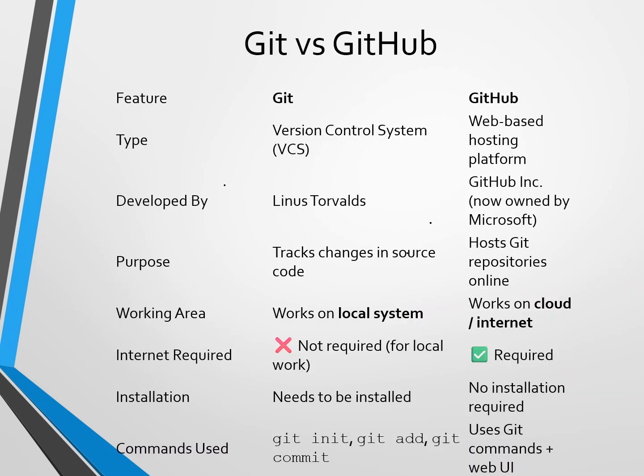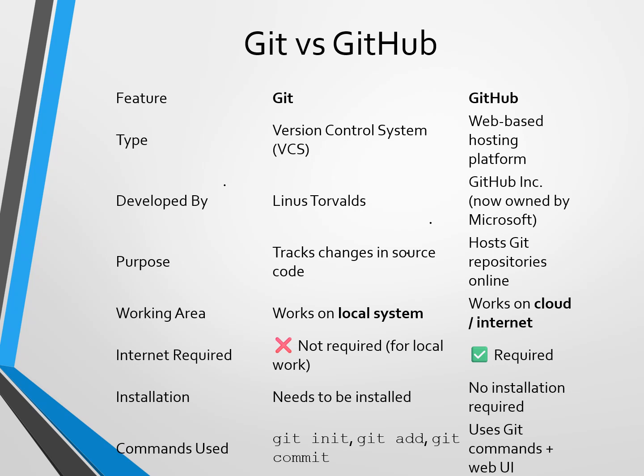Git versus GitHub difference. Here is a clear difference. Git is a distributed version control system used to track changes, and GitHub is a web-based hosting platform for Git repositories. Git is a software tool whereas GitHub is a service and platform. Git's purpose is to manage source code versions locally. GitHub's purpose is to store Git repositories online and enable collaboration.